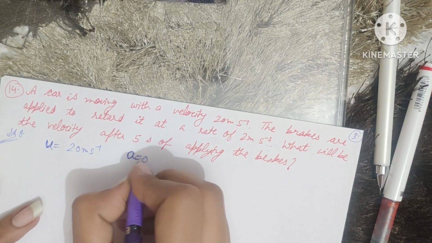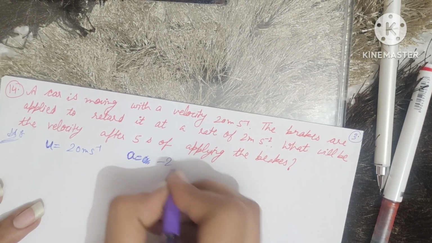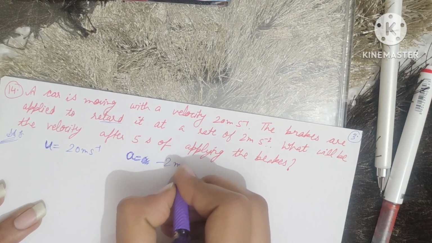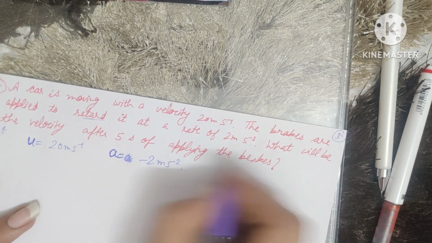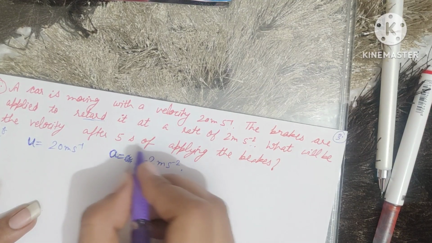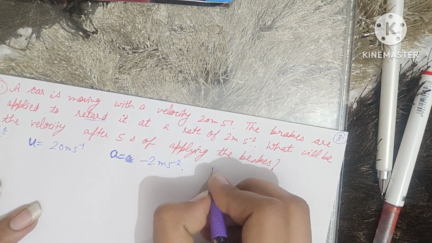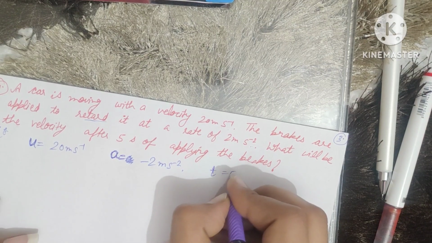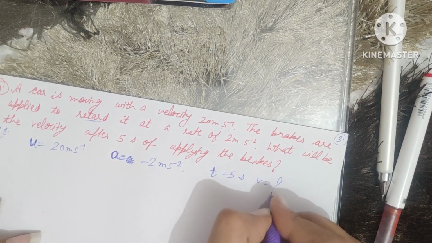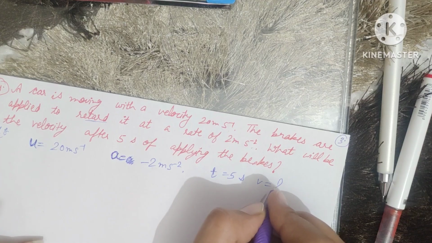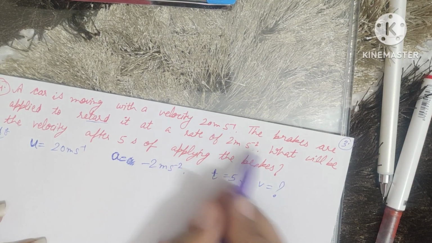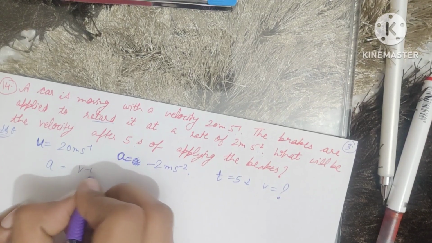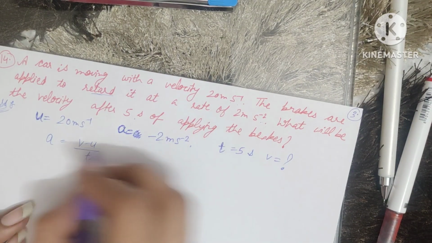The acceleration is retarding actually, so the negative sign will come, that is minus 2 meter per second square. What will be the velocity after 5 seconds? Actually, the car is stopping after applying brakes, but at t equal to 5 seconds, we want to find the final velocity of it. So firstly check, are all the units the same? Yes.